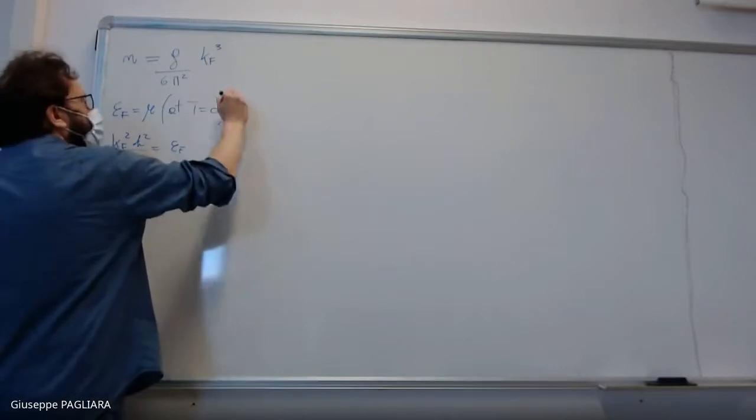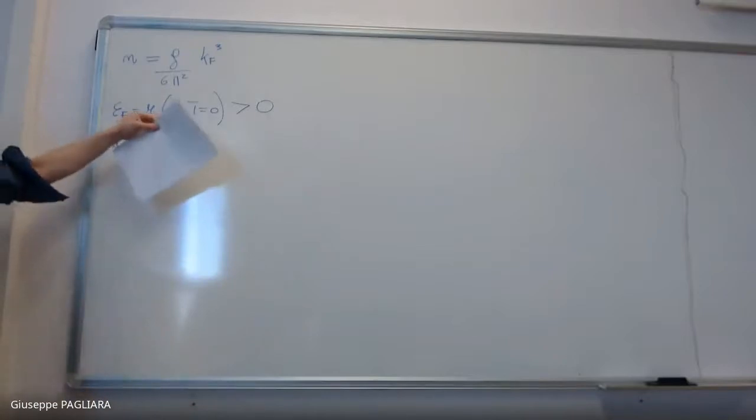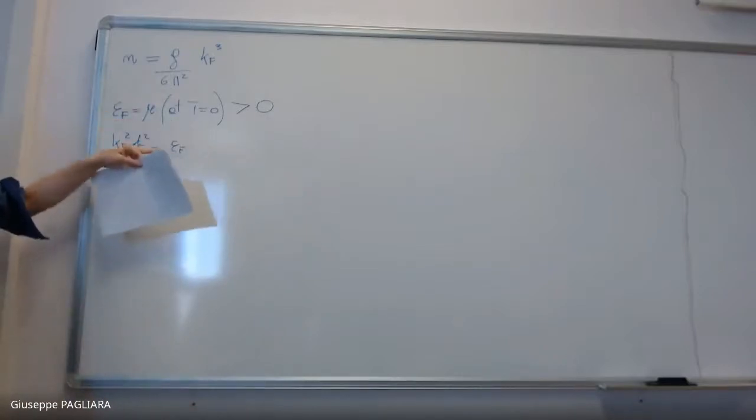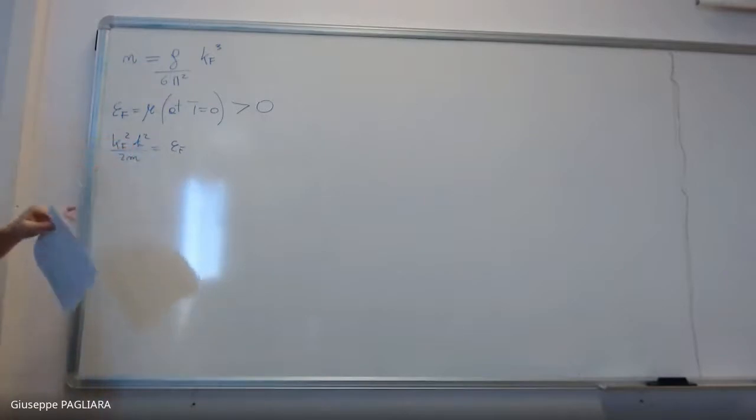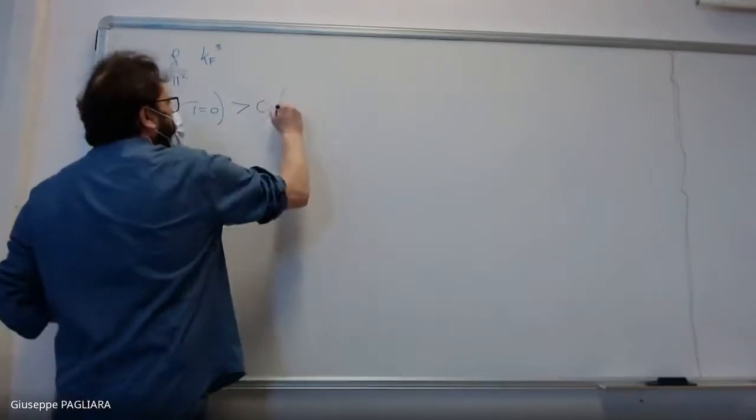Notice that mu is larger than 0, because mu is the Fermi energy, and the Fermi energy is basically this quantity, which is a kinetic energy. So mu is larger than 0, which is very different with respect to the case of bosons and of classical particles, for which the chemical potential was negative in the case of classical particles. For bosons, it is strictly less than 0 and is equal to 0 in the Bose-Einstein condensate. Whereas here it is larger than 0.